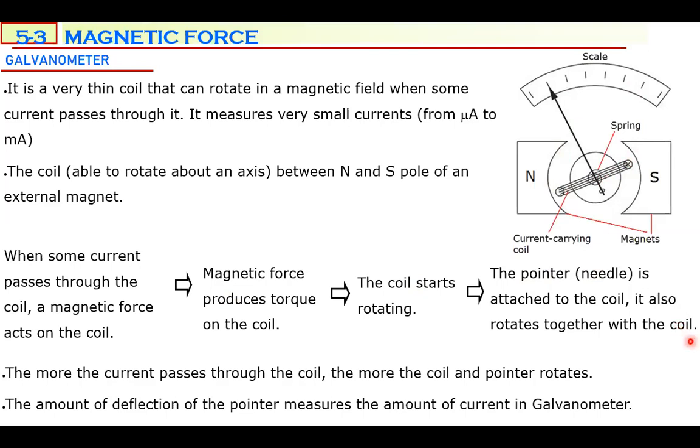If more current passes through the coil, more force is produced. More force produces more torque. If the torque is greater, the coil rotates more. In this manner, we can measure the amount of current depending on the deflection of the needle on the scale.